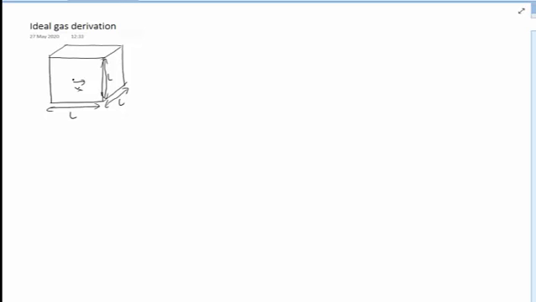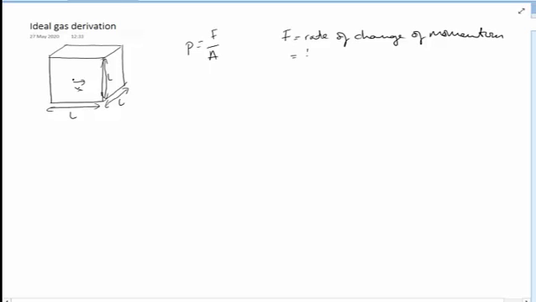So what we want to work out first of all is the pressure exerted by a particle, our particle, colliding with the side of the box. Now we know that the equation for pressure is equal to force divided by area. So we're going to have to work out what the force is and what the area is. We're going to start with the force, and we're going to use the fact that force is equal to rate of change of momentum. So delta mv over t.